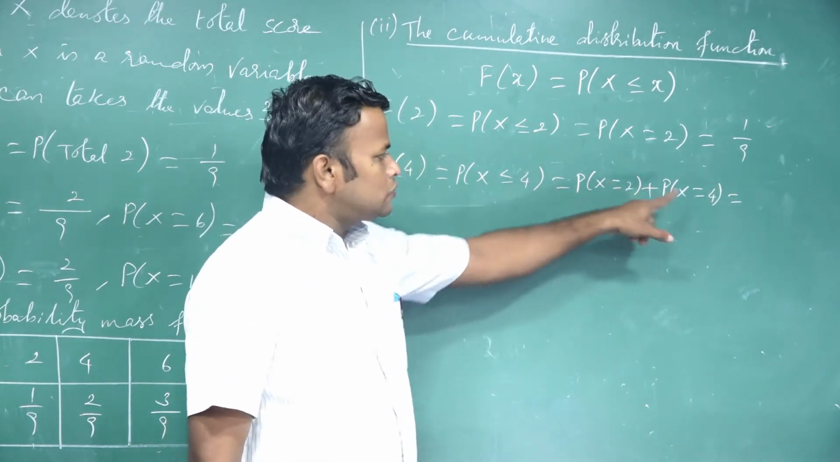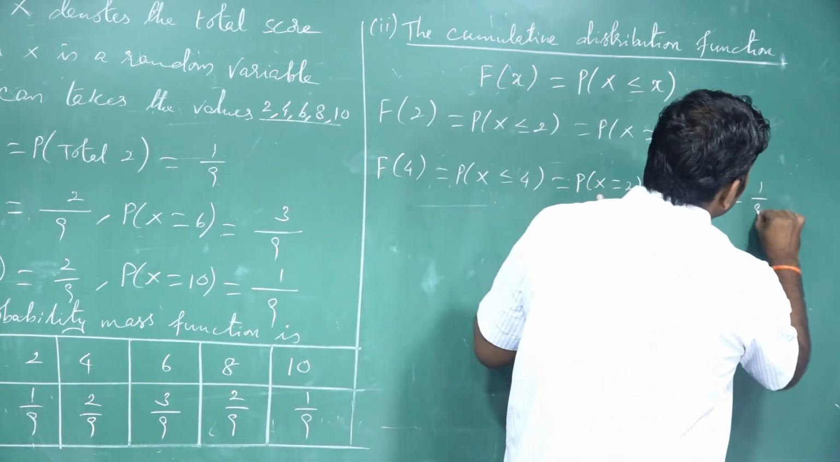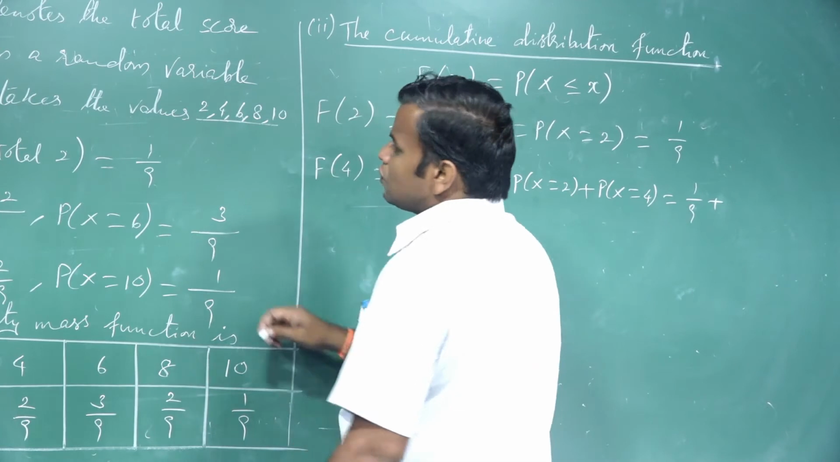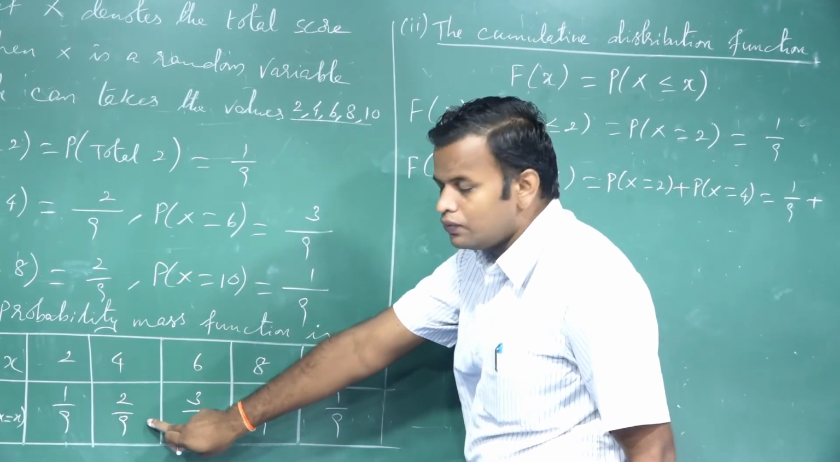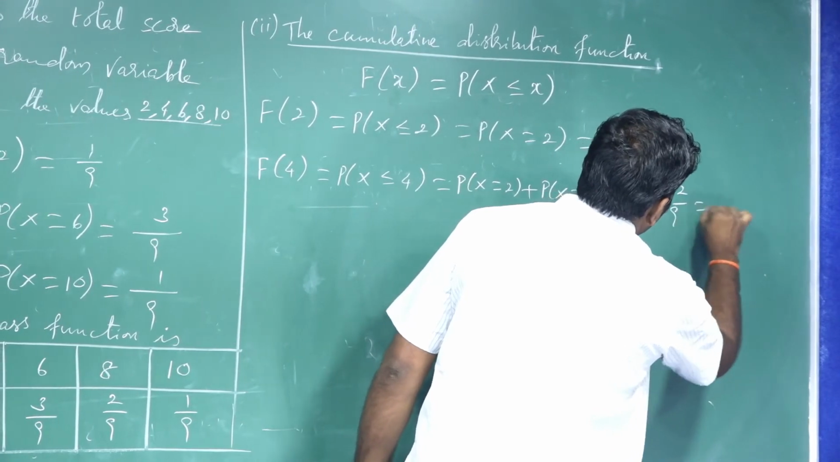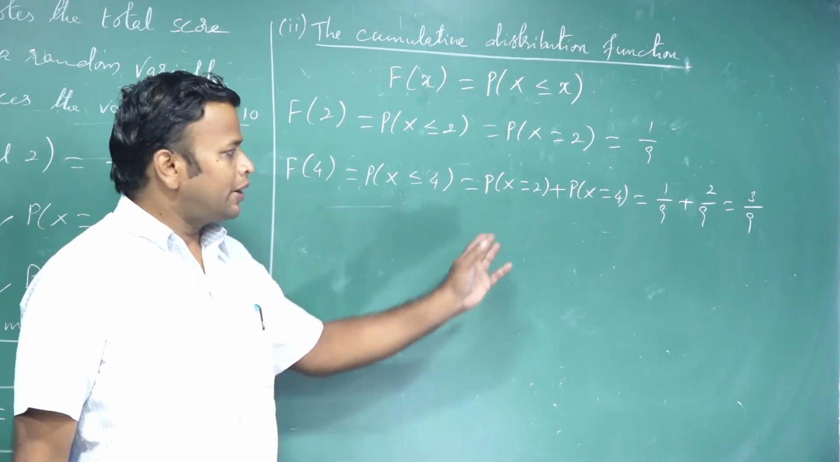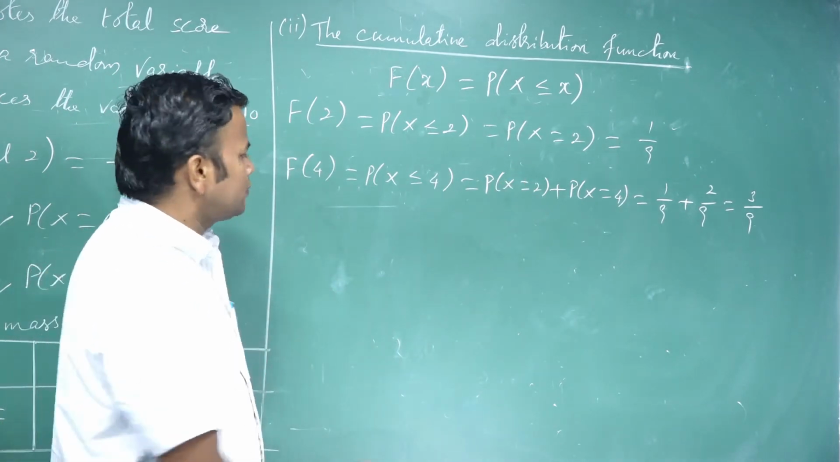The last value of x is 4, so I stop here. So P of x is equal to 2 is 1 by 9, and P of x is equal to 4, you see, that value is 2 by 9. I get 3 by 9, since 1 by 9 plus 2 by 9 is 3 by 9.